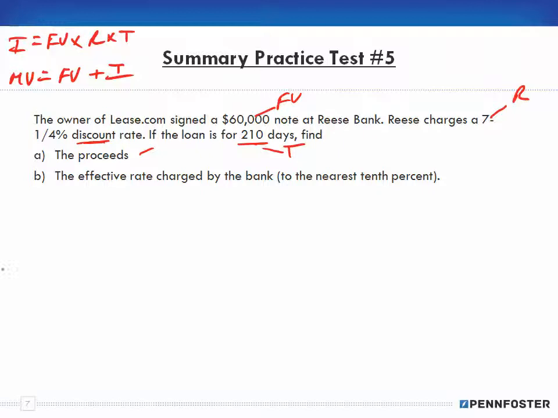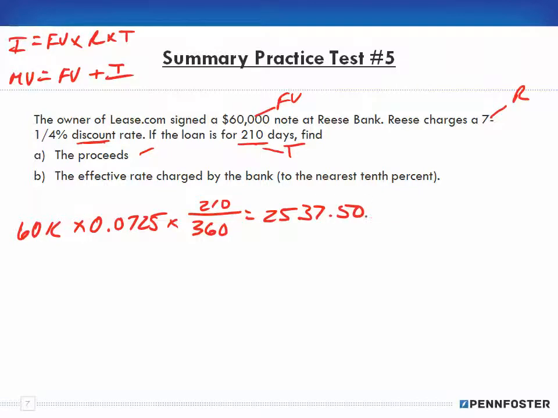If we have a $60,000 note, we have to find the interest in order to discount it. So that's 60,000 times 0.0725, the decimal equivalent of 7.25%, for 210 days over 360. So 60,000 times 0.0725 times 210, divided by 360, gives you your interest, which is $2,537.50.